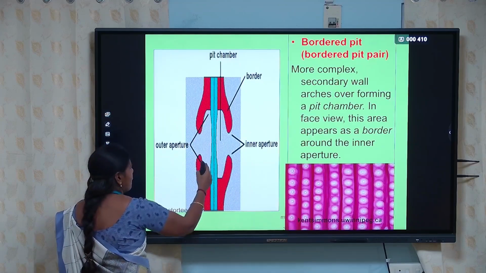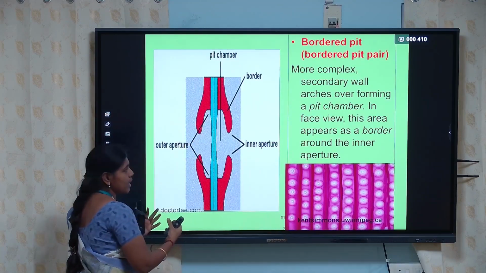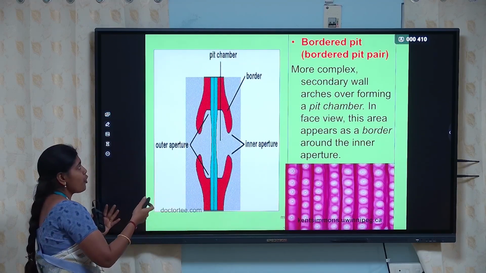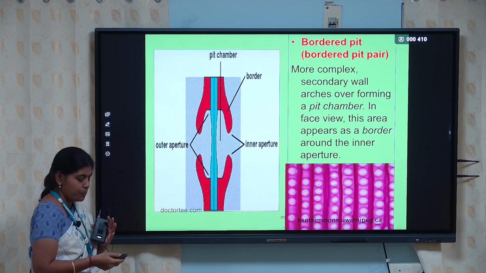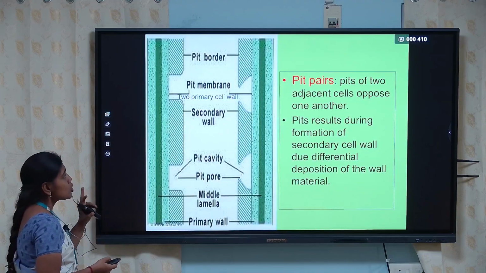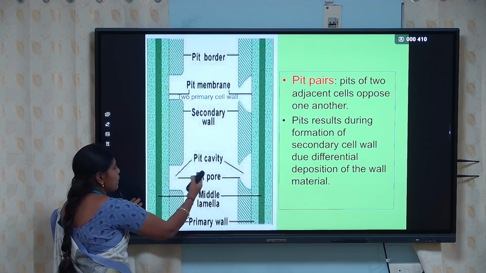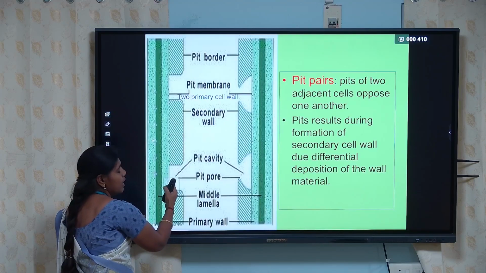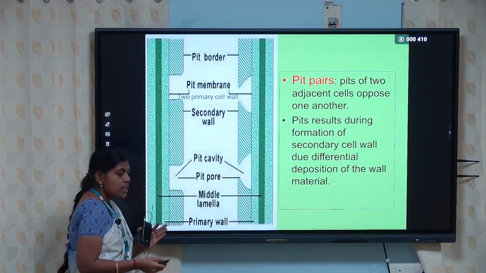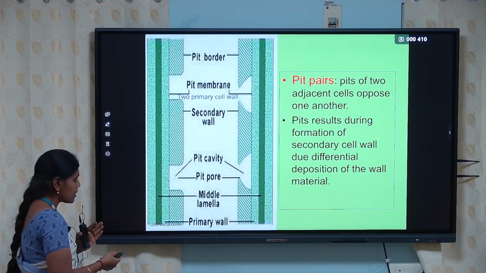This is the pit chamber, the outer aperture, and this is the inner aperture, which together form the entire pit aperture, the border and the inner aperture. So this is the bordered pit and the simple pit. How is the secondary wall located here? This is the pit cavity. This gives the simple pit, and this is the bordered pit. Do you understand the difference between the simple pit and the bordered pit?